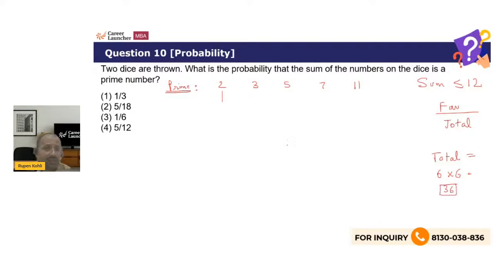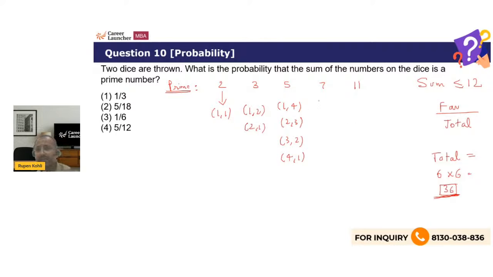And now we are counting the favorable outcomes. So 2 can be obtained in only one way, 1 1. 3 can be obtained as 1 2 or 2 1. 5 can be obtained in many ways: 1 4, 2 3, and then 3 2, and then 4 1. So order matters over here, because in counting 36, we have already considered the order. We have considered, let's say, 5 4 and 4 5 as different outcomes in saying that there are 36 outcomes, right?